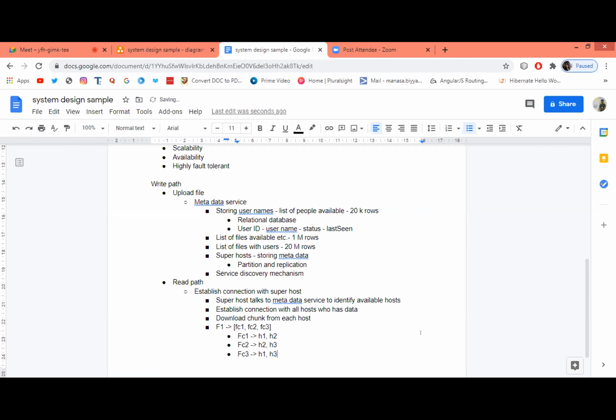So now let's say I'm the host 4, which is trying to download this file 1. I know that FC1 is available in these hosts. So the question is, when H1 becomes unavailable, how do we update the actual mapping, right?